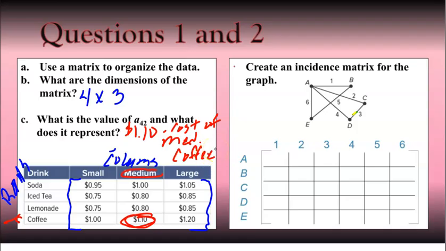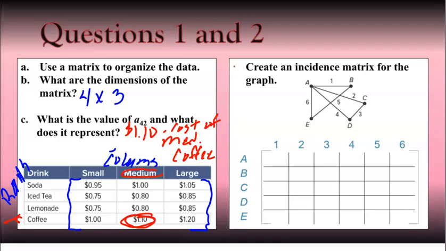Question 2, create an incidence matrix for the graph. So here I have a diagram with vertices and edges. The vertices are going to be my letters, which are my rows, and then my edges are going to be our numbers. So how an incidence matrix works is we want to find out which vertices have an edge to it, which means which edges have a line leaving from the vertex. And if it has a line leaving from it, then we're going to put a 1. If it's not attached to the specific vertex that we're looking at, then we would put a 0.